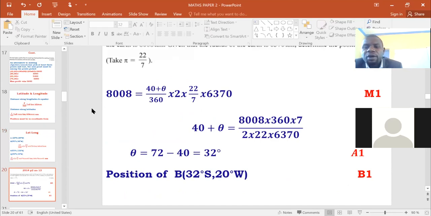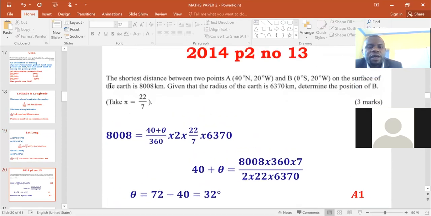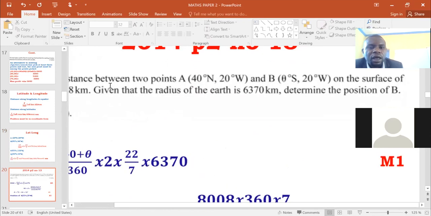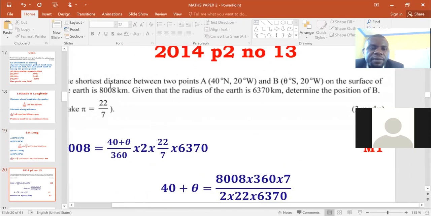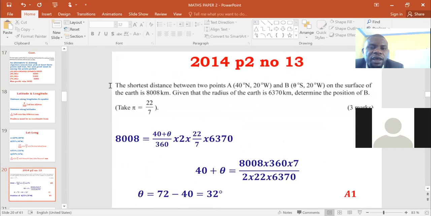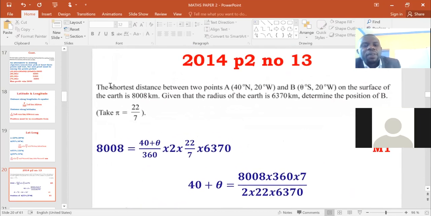I picked a particular question there. That was 2014 paper 2. You are given that the shortest distance between two points A and B, the coordinates are given there, on the surface of the Earth is 8,008 kilometers. Given the radius of the Earth is 6,370 kilometers, determine the position of B. I picked that for the word position of B. That's why I said that if you're given position, you have to state it in terms of coordinates.